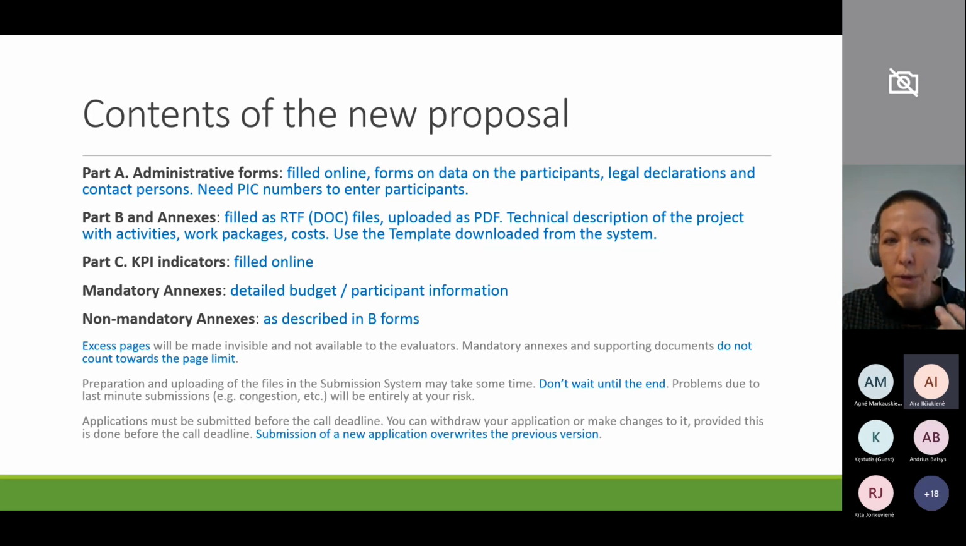So stick to the 120-page limit for your Part B doc transferred to PDF. Make sure you don't exceed it, because the pages over the limit will just be taken off by the system. And check, of course, that they appear there.